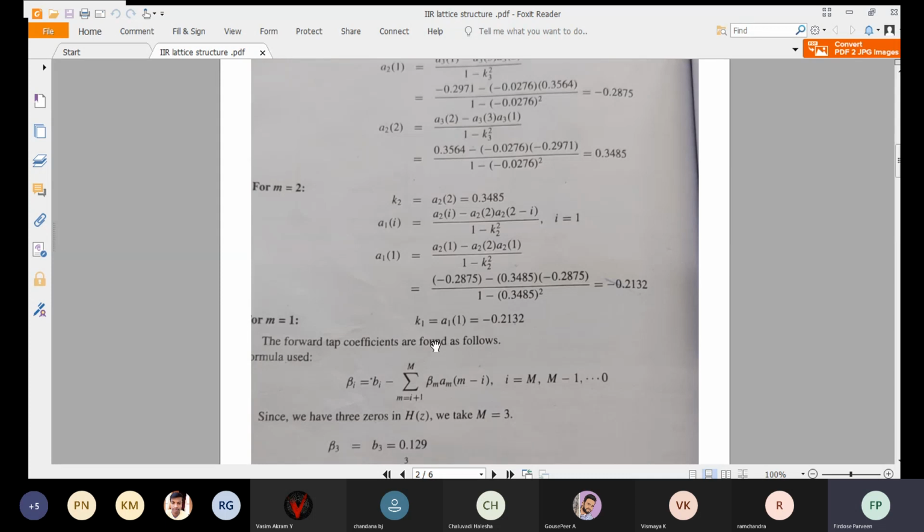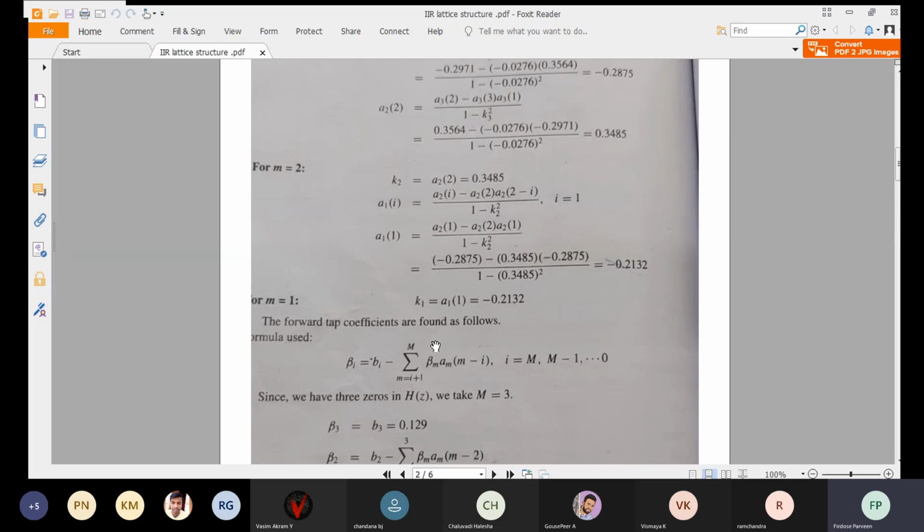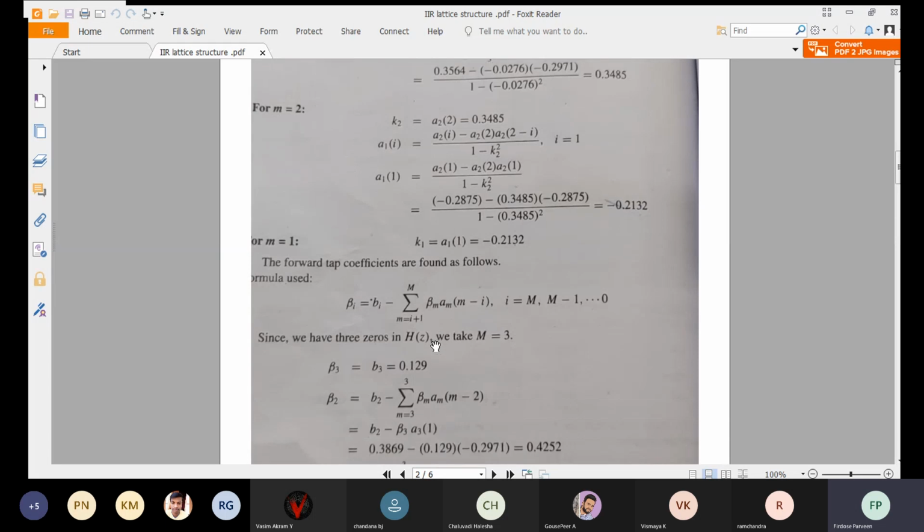So next what we want is beta 1, beta 2, beta 3 and beta naught. Okay. So since we have 3 zeros in h of z, we take m is equal to 3. These formulas you all remember very well so that it will be easy to calculate. So beta 3 is equal to B3, that is equal to 0.129. So substitute I, that is 3, 2, 1 and 0 since we want till B0.